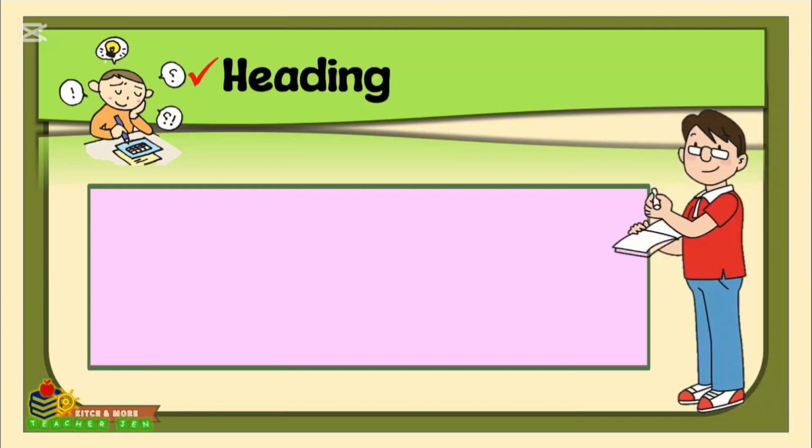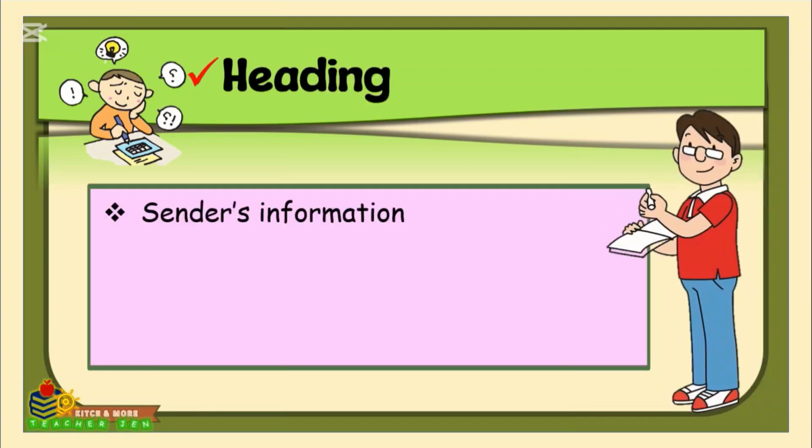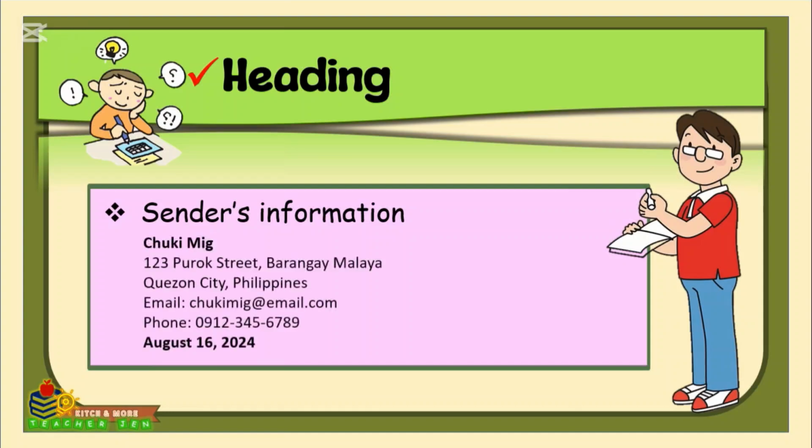First is the heading. The heading contains the sender's details, typically placed at the top left or right of the page. It includes the full name of the sender, the address, home or office depending on the nature of the request, the contact details like the phone number and email, and the date on which the letter is written. This sender's information allows the recipient to know who is making the request and how to respond.